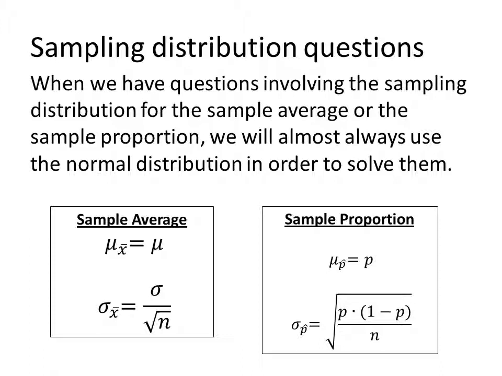So when we're dealing with sampling distributions, at least in this class, we're going to typically see these two things. We're either going to see problems that involve the sampling distribution for the sample average or the sampling distribution for the sample proportion. And these are the formulas that we use in each.